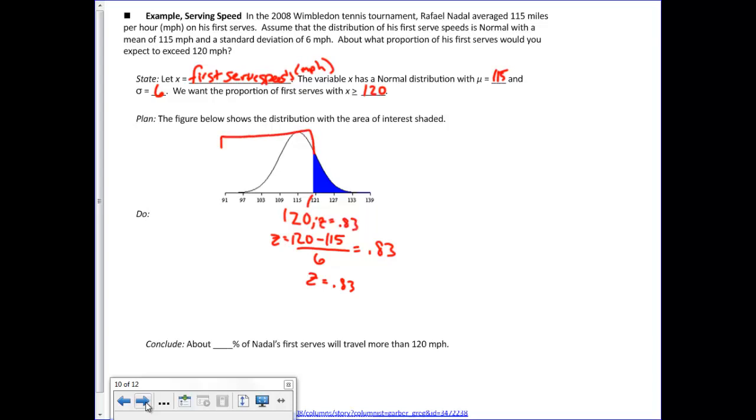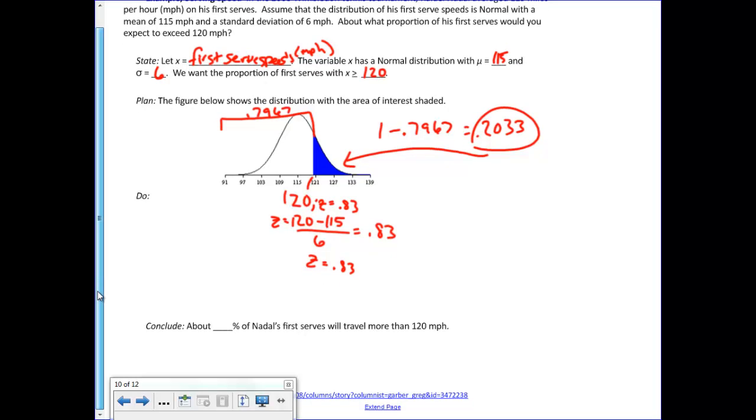How much lies to the left of 0.83? That's how much lies to the left. And if I want to know how much is above that, I go 1 minus 0.7967, and we get 0.2033. So how much is up here? 0.2033 or 20.33%. So what do we conclude? About 20% of Nadal's first serves will travel more than 120 miles per hour. Sweet.